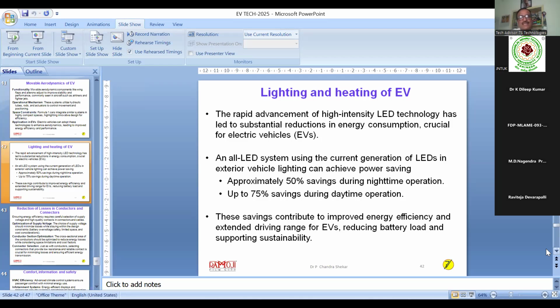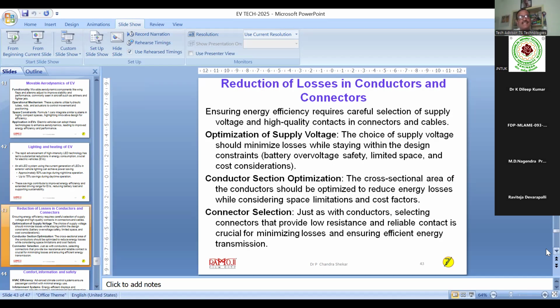And all-LED systems using the current generation of LEDs in exterior vehicle lighting design can achieve power saving: approximately 50% saving during nighttime operation, up to 70% saving during daytime operation. That means, based on daylight operation, the red light indicators and headlights automatically change the settings based on the ambient light. These savings contribute to improving energy efficiency and extended driving range for EVs, reducing the battery load and supporting sustainability. That means every component plays a vital role in electric vehicles.